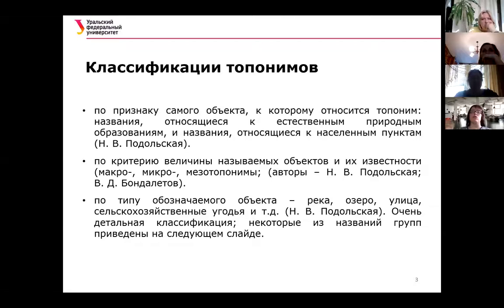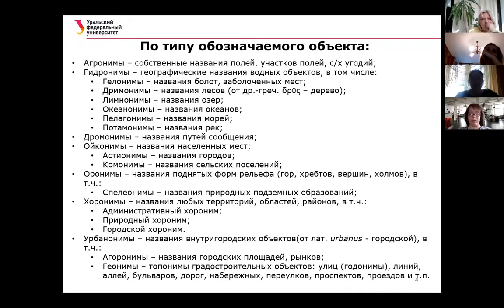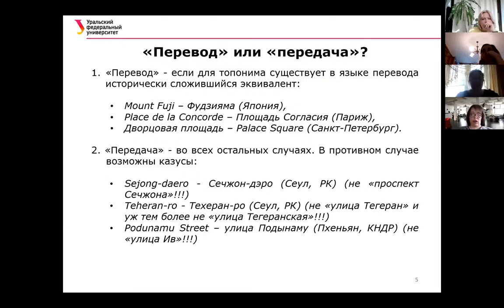And the third type is about the type of the subject. Is it a street, a river, a lake, or a village? And of course, the toponymic names may depend on the kind of object, like urbanonyms, dromonyms, and so on; they are numerous.